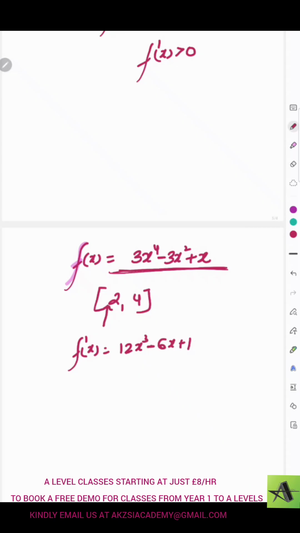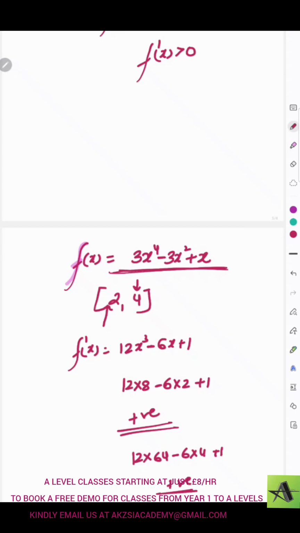Now substitute this value first. So 12 times 2 cubed, which is 8, minus 6 times 2 plus 1. Clearly you'll get a positive answer. And on substituting 4, obviously 12 times 64 minus 6 times 4 plus 1, I'll get a positive value, and I'm not getting 0 as well. But you can check if it is changing sign, that means in that interval in between we can get the answer as 0, but here this is positive and this is positive, that means obviously it's increasing all the time.